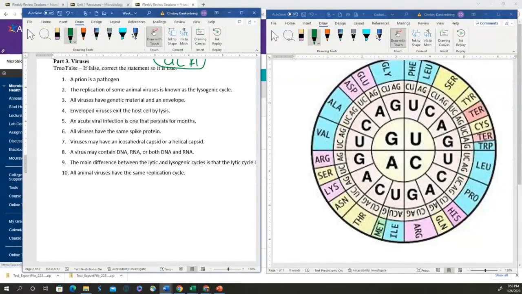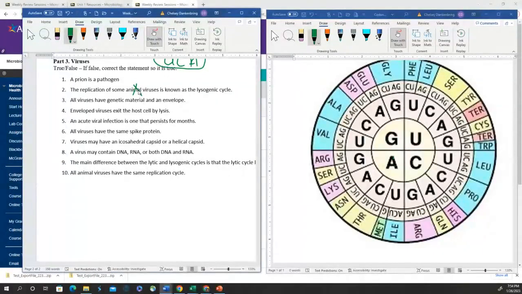All right, the replication of some animal viruses is known as the lysogenic cycle. True or false? Don't push enter. 3, 2, 1, go. This one is false. Let me show you why. Hold on. I don't know if I just zoomed in on y'all's part. The lysogenic cycle, lysogenic and lytic, those are bacteriophage. Yep, so animal virus is incorrect. Bacteriophage are either lytic or lysogenic.